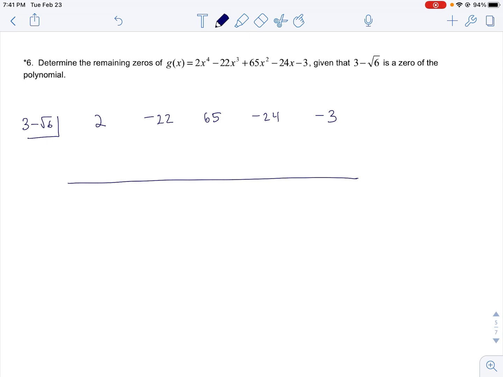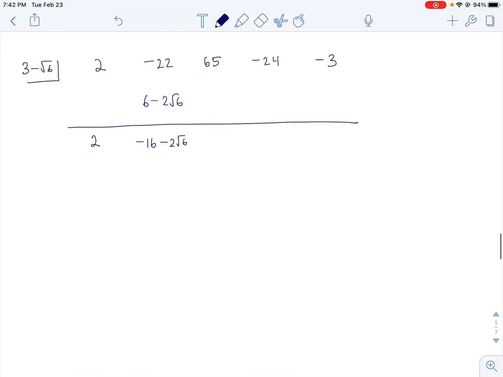Okay, so you can see I've already pulled down the coefficients of that quartic polynomial, and I already put 3 minus root 6 in as my multiplier. And let's just confirm that I get a 0 here. So I bring the 2 down, and I take 2 times 3 minus root 6. You pretend like it's in parentheses. You got to distribute it, so it's 6 minus 2 root 6. Add down. Now, when you add that column, you only add up the whole numbers. So you get negative 16 minus 2 root 6. Same things apply, right? We can only add and subtract like terms.